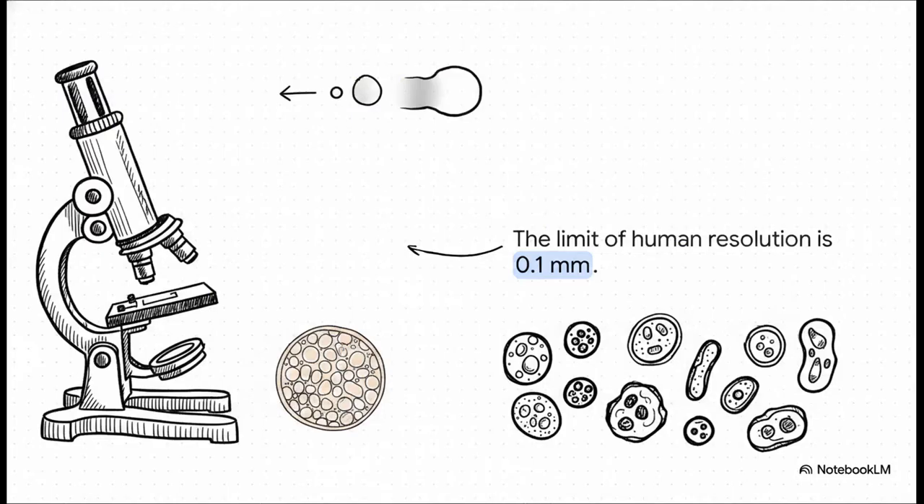Now, it took us a remarkably long time to even realize this hidden world existed, mostly because of the limits of our own eyes. The absolute limit of human resolution is 0.1 millimeters. That means if you hold two tiny dots closer together than 0.1 millimeters, your naked eye just blends them into a single dot. And cells? Yeah, they are usually much, much smaller than that. It wasn't until 1665 that a scientist named Robert Hooke rigged up a self-designed microscope to look at a super thin slice of cork, and through his lenses, he finally saw these tiny box-like compartments, and he called them cells.